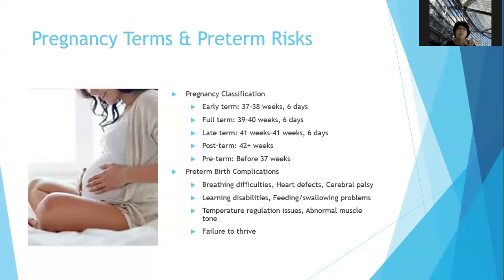But preterm birth complications, if you have a premature baby born before 37 weeks, they might have breathing difficulties because the surfactant lining in their lungs hasn't developed yet. They might have heart defects. They might have cerebral palsy. They might have learning disabilities or feeding or swallowing problems, because feeding and swallowing, that's neurological integration. So they might have problems with that. They might have temperature regulation issues, abnormal muscle tone, or failure to thrive where they just aren't growing.